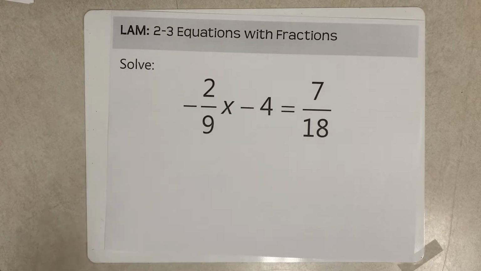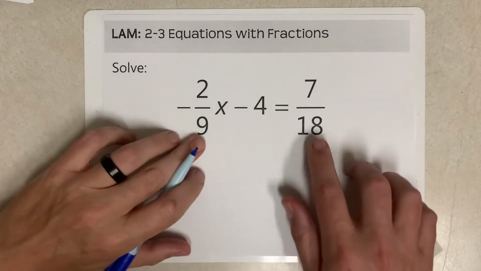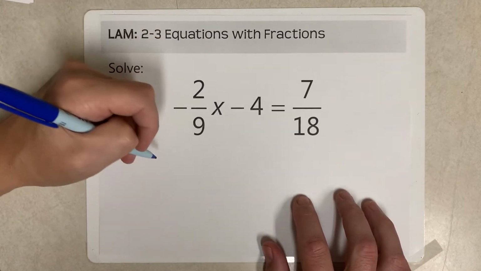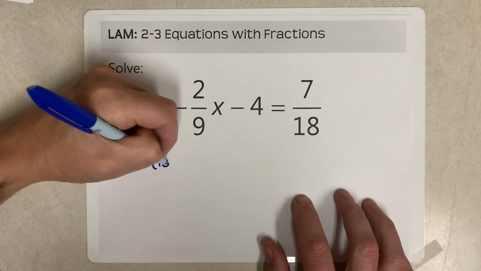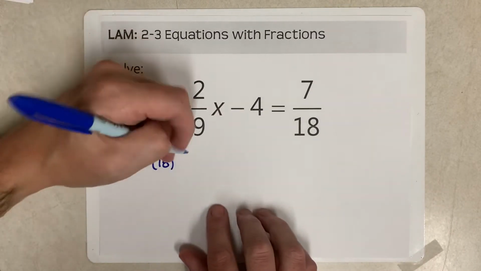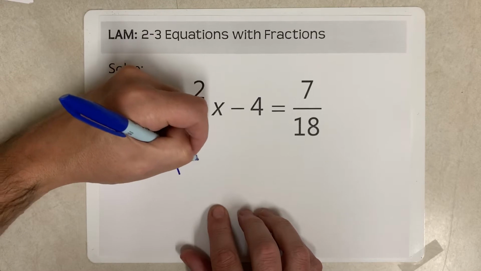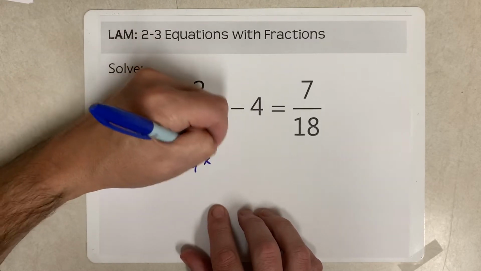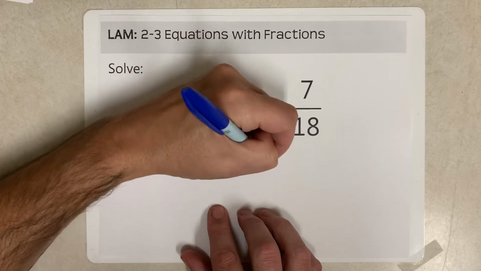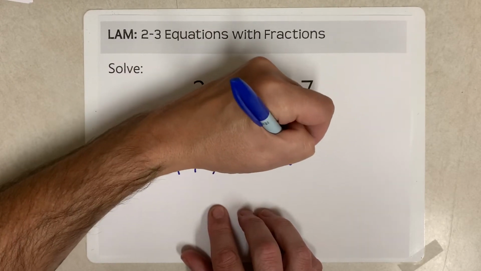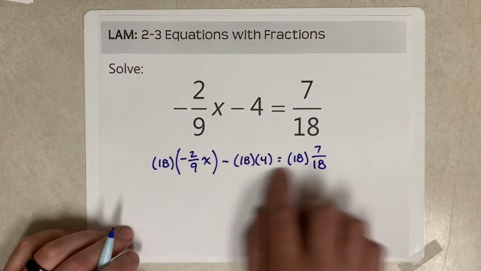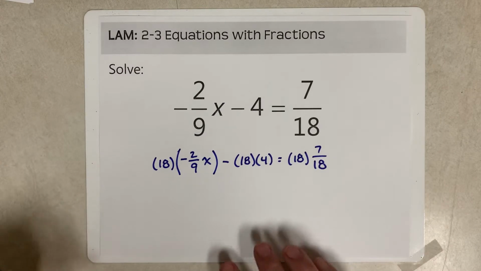Okay, this time we have a 9 and an 18. And so the least common multiple of 9 and 18 is going to be 18. So we're going to multiply everything by 18. So 18 times, I'm about to multiply that by a negative number, so I am going to put this in parentheses this time. Negative 2 over 9x minus 18 times 4 equals 18 times 7 over 18. It looks like a lot to write, but it's going to condense down really quick.